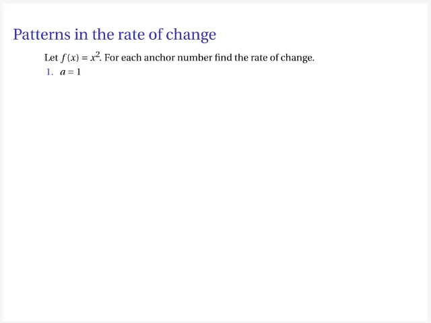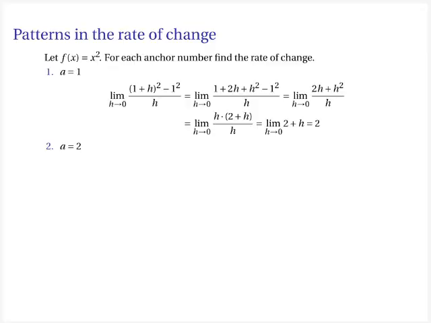So if you find the rate of change of f of x equals x squared at the anchor number a equals 1, you know what's happening. I'm going to take the limit of the difference quotient and do the algebra. There's the limit of the difference quotient, and the algebra is pretty familiar at this point. You end up canceling the h's, and there we go. We got an answer of 2. All looks pretty routine at this point. Of course, the person needs to practice it on the homework, but nonetheless, pretty routine.